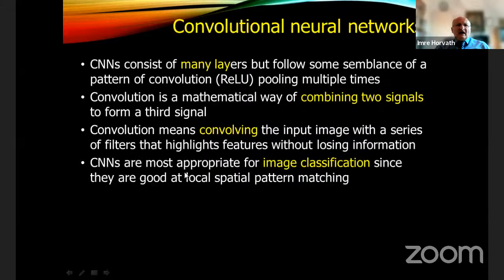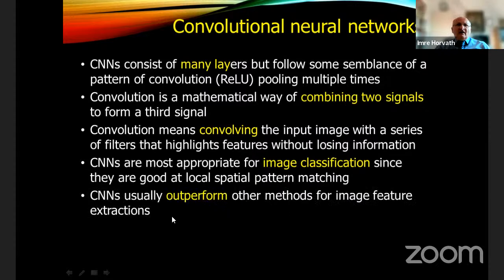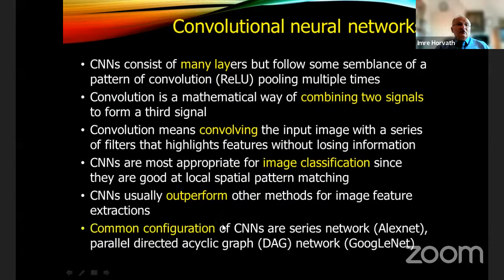Convolutional neural networks are most appropriate for image classification since they are good at local spatial pattern matching. Convolutional neural networks usually outperform other methods for image feature extraction and, in certain cases, even humans. Common configurations of convolutional neural networks are, for instance, the series networks, AlexNet, parallel directed acyclic graph, DAG network, and, for instance, GoogLeNet.